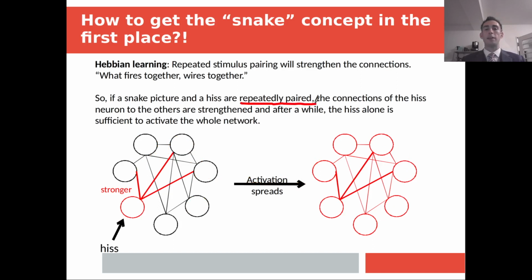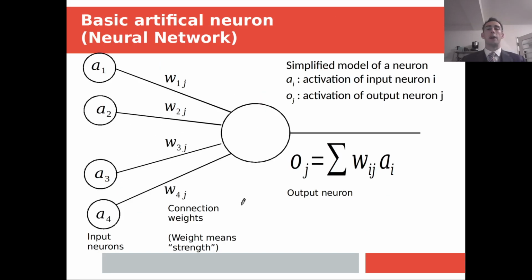And you notice that repeatedly paired is kind of like some type of association learning, classical conditioning or something, where you're associating two things that are normally not paired together.